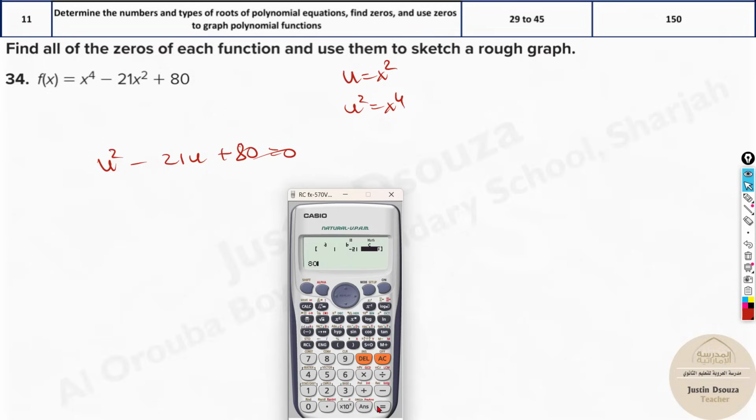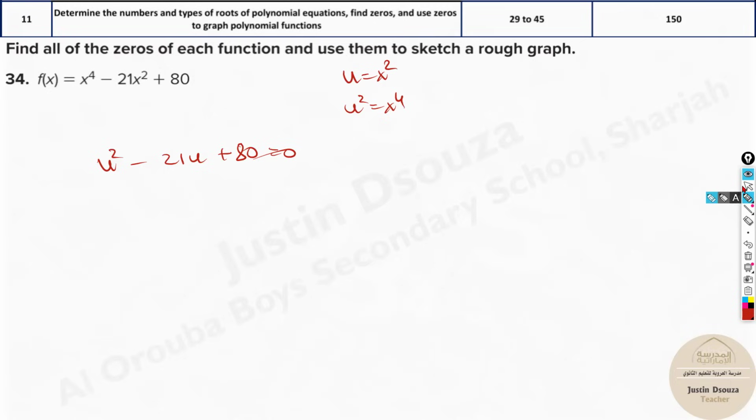Write the values properly, and the answer is 16 and 5. So let's write it out. Both the answers are there. You can only have maximum 2 answers. u is 16, u is equal to 5.